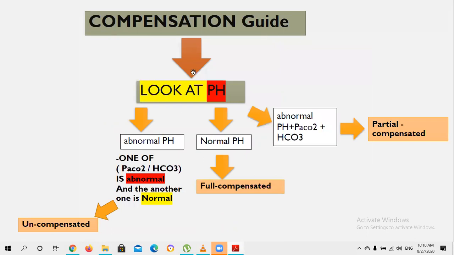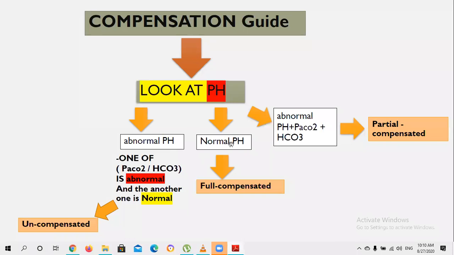Compensation guideline: look at the pH. If it's an abnormal pH, you're going to look next at one of these, either the partial pressure of carbon dioxide or the bicarbonate, which is abnormal. What does that mean? You see the pH is abnormal, whether acidic or alkalotic, and one of the two, either the carbon dioxide or the bicarbonate, is abnormal, while the other is normal. We have 3 components, right? Two of them are abnormal and one is normal. This is called uncompensated.